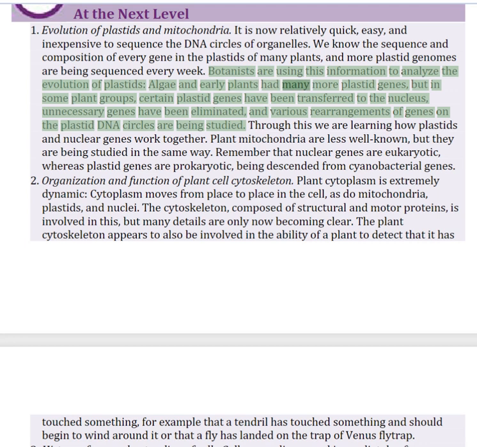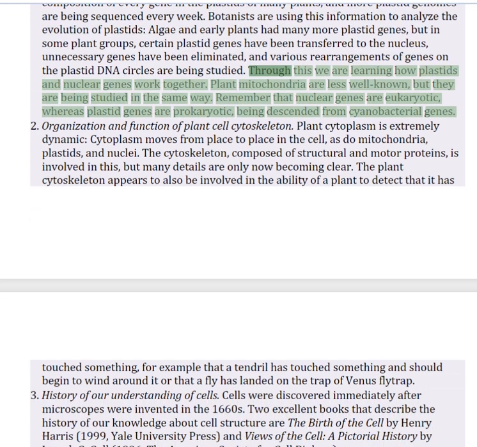Algae in early plants had many more plastid genes, but in some plant groups, certain plastid genes have been transferred to the nucleus, unnecessary genes have been eliminated, and various rearrangements of genes on the plastid DNA circles are being studied. Through this we are learning how plastids and nuclear genes work together. Plant mitochondria are less well known, but they are being studied in the same way. Remember that nuclear genes are eukaryotic, whereas plastid genes are prokaryotic, being descended from cyanobacterial genes.